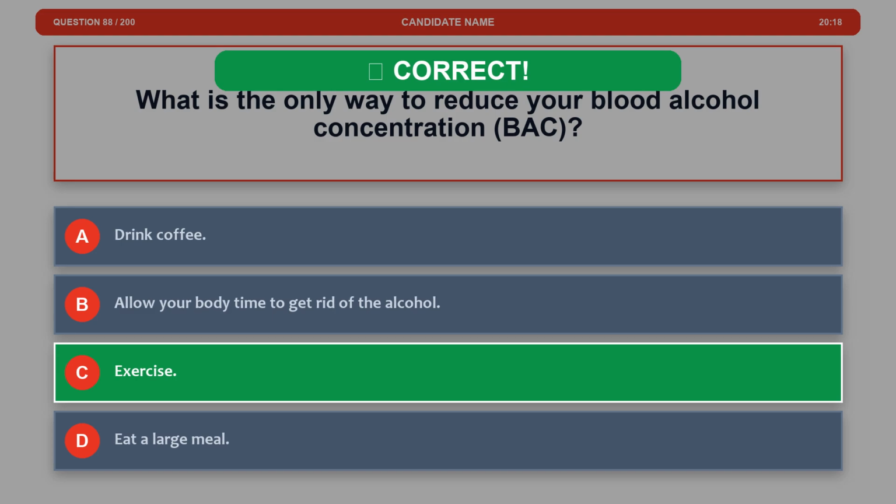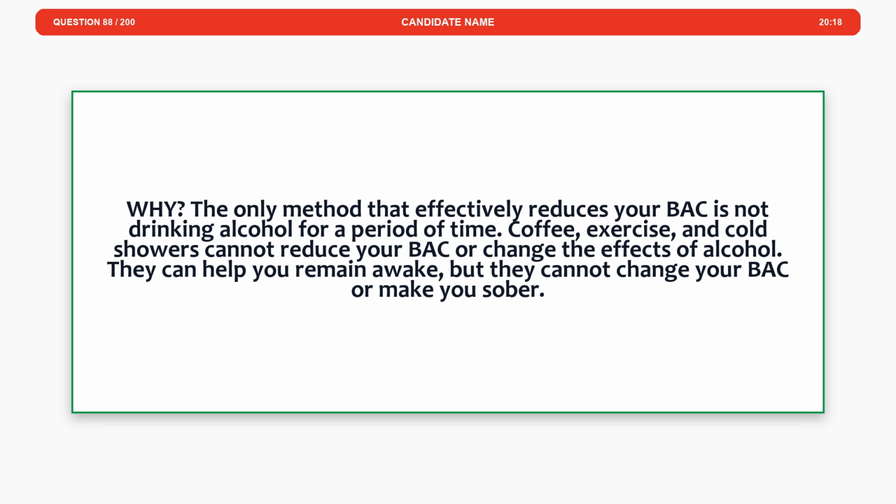The correct answer is option C, exercise. Explanation. The only method that effectively reduces your BAC is not drinking alcohol for a period of time. Coffee, exercise, and cold showers cannot reduce your BAC or change the effects of alcohol. They can help you remain awake, but they cannot change your BAC or make you sober.